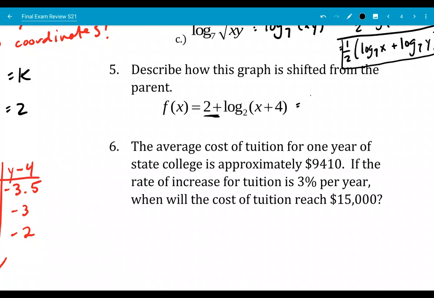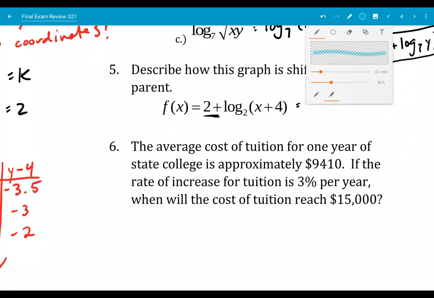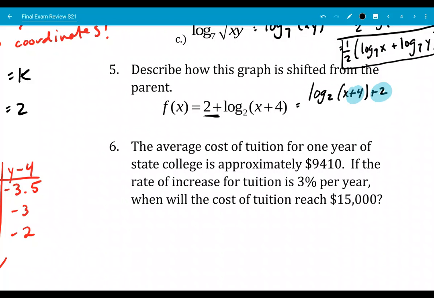So really what you want to see this problem as is log base 2 of x plus 4, plus 2. I'm going to move it to the back because that's actually my k value. So the plus 4 inside x flips, that's really a minus, and the plus 2 is outside. So these are two shifts. This is a horizontal shift: plus means I'm going left 4. And then the plus 2 is a vertical shift up 2.